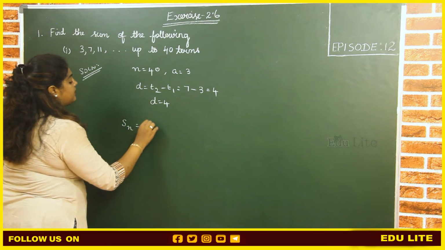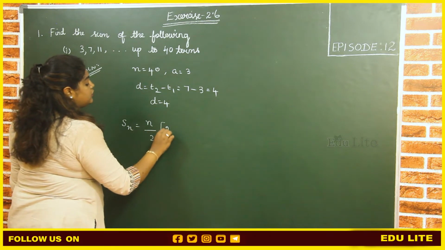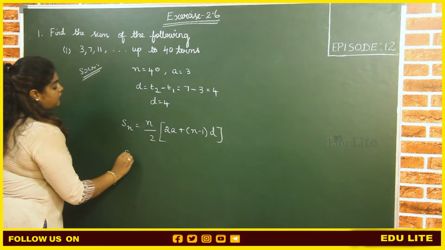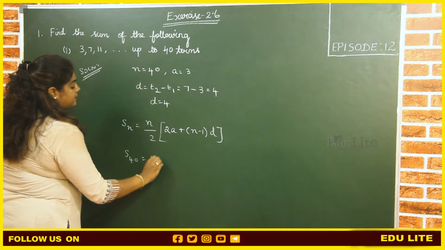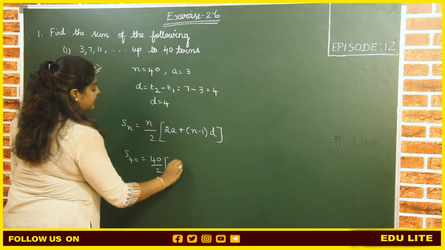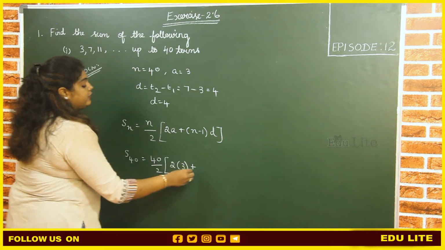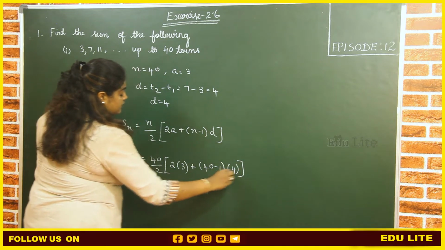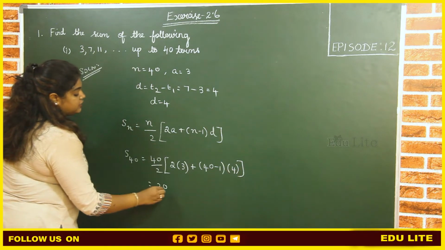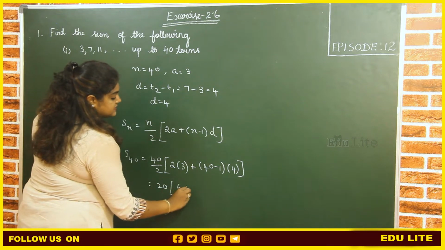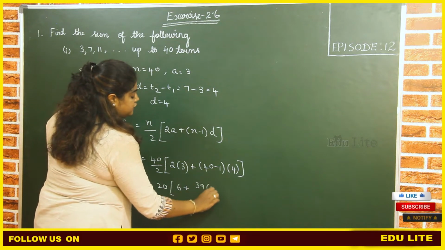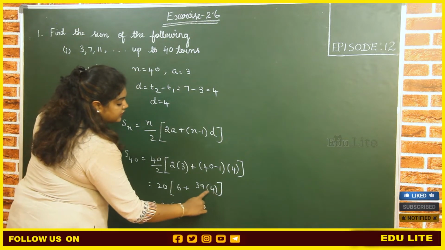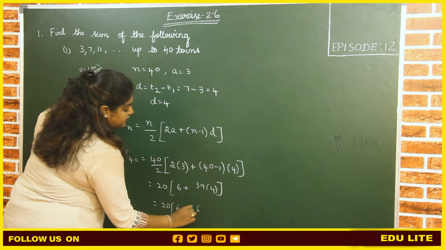Therefore we can use the formula Sn is equal to n by 2 into 2a plus n minus 1 into D. So S40 is equal to 40 by 2, into 2 times the A value, 3, plus, the n value is 40, therefore 40 minus 1, into the D value, which is 4. Simplifying this gives 40 by 2, which is 20, into 2 3s are 6 plus 39 into 4.